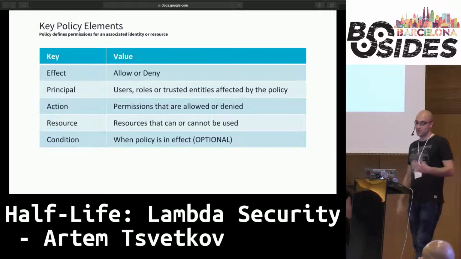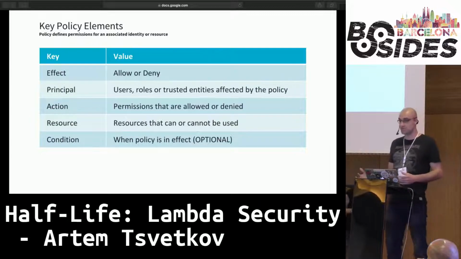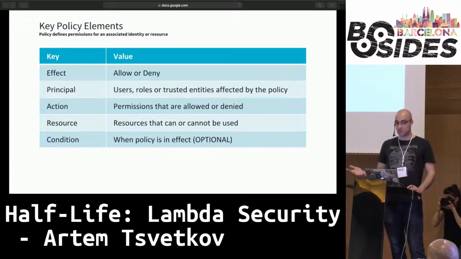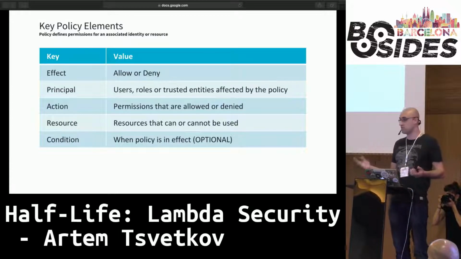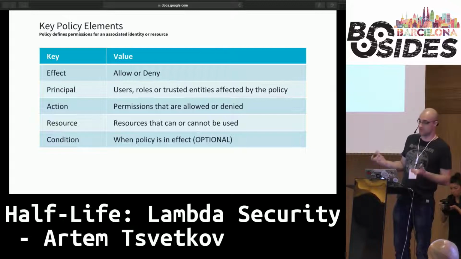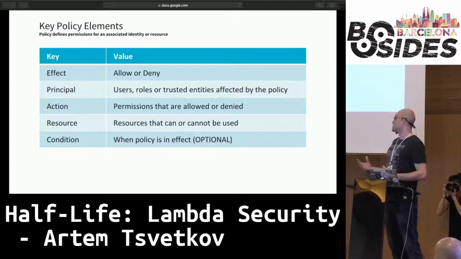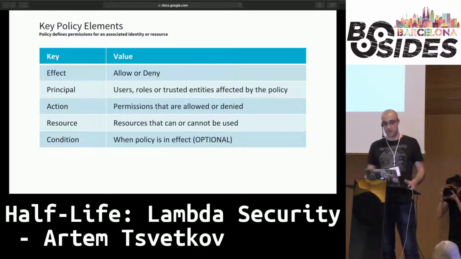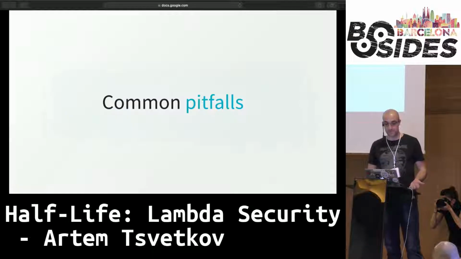And just to briefly take a look at what's at play for configuring a policy. Policies have an effect, which is allow or deny. So it's telling you whether you are allowing or denying stuff. It has a principal, which specifies exactly who is affected by this policy. It could be a user, a role, a trusted entity, or whatever. The actions specify the actual permissions that you're allowing or denying. Resource specifies what other AWS services you can or cannot access or use. And then finally, there's a condition, which is optional, and it specifies when the policy is in effect.